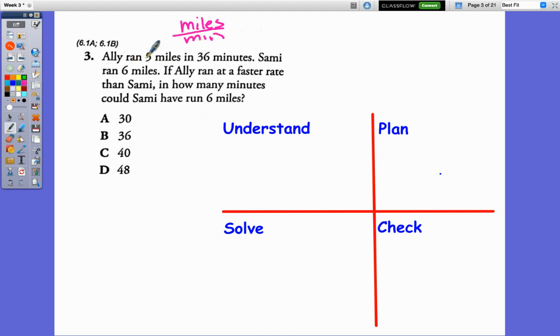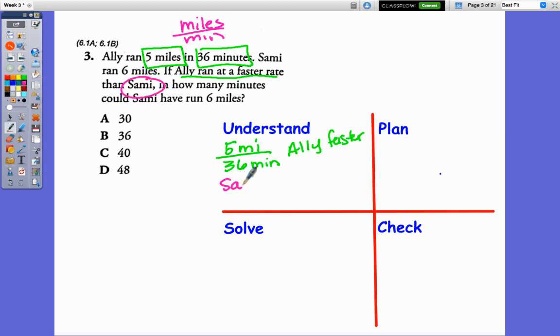Okay, and so I have Allie, and I'm going to do Allie in green. She does 5 miles in 36 minutes. And then I also have Allie ran faster. Allie is faster. And then I have Sammy. Sammy ran 6 miles in question mark minutes.